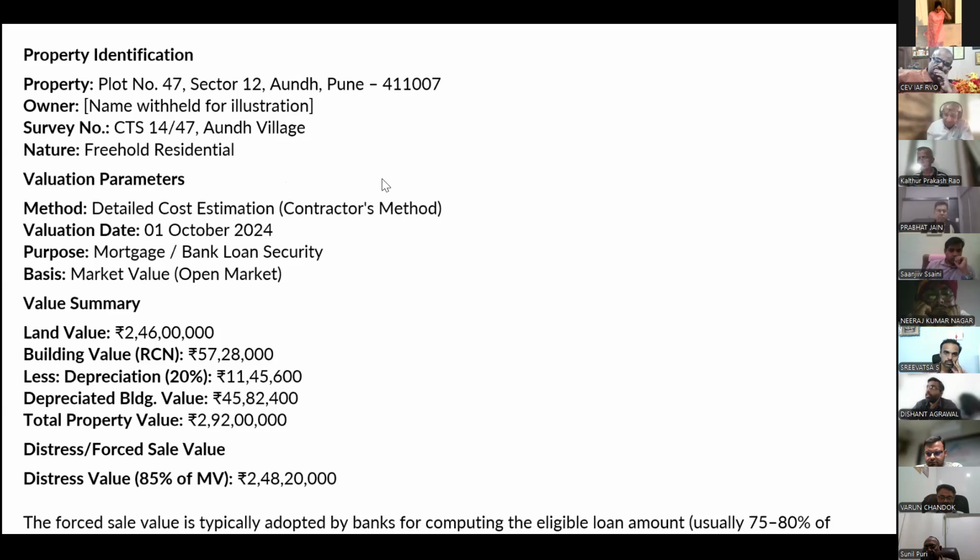So these are the properties. Different parameters: property identification, valuation parameters, valuation summary, and based upon that you can give distress or forced sale value. We are taking it 15%, so it will depend upon what percentage you apply.